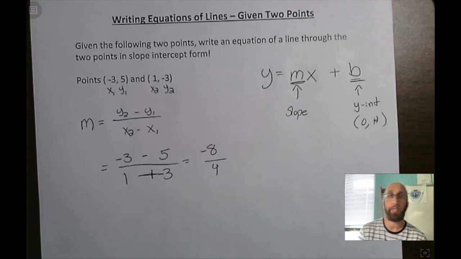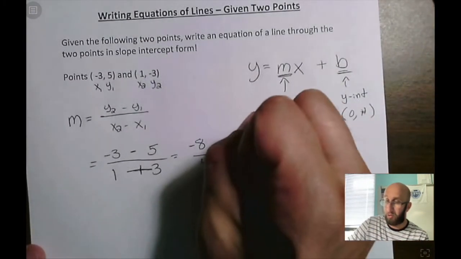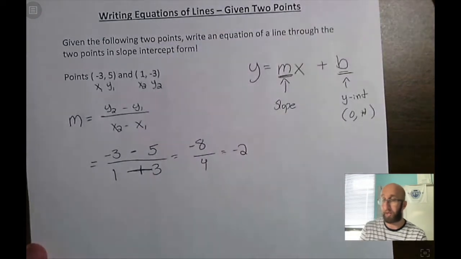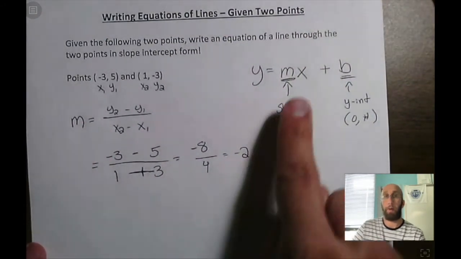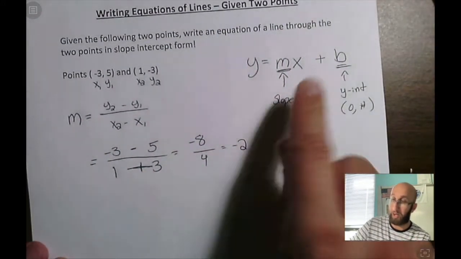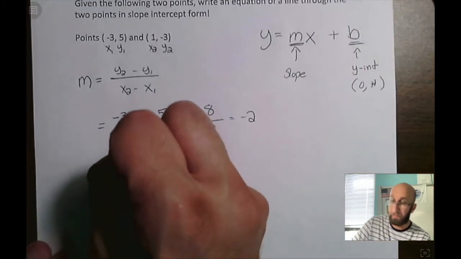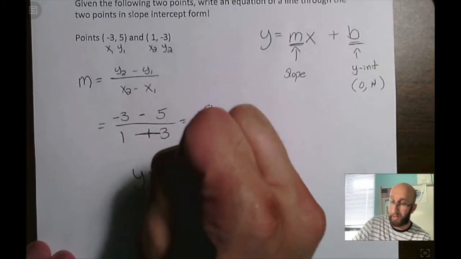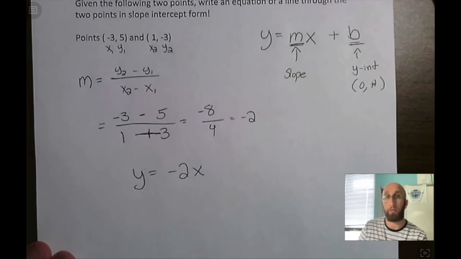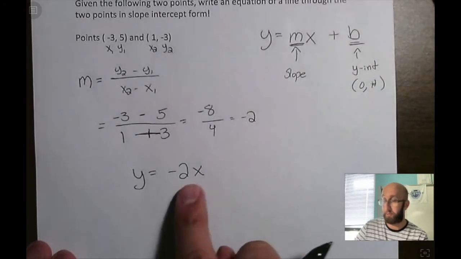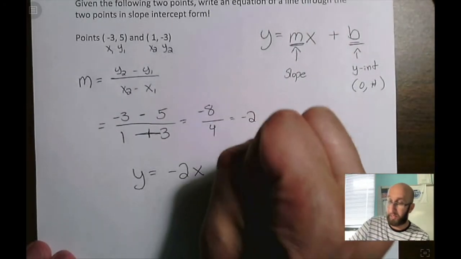Whenever you get that fraction, if you can evaluate it, great. If you can reduce it, do that. Try and clean it up as much as possible. We should know -8 divided by 4 is -2. So we now know my slope is -2. Now I have a piece here. I now know my equation is going to start y equals -2x plus b, because -2 is my slope.